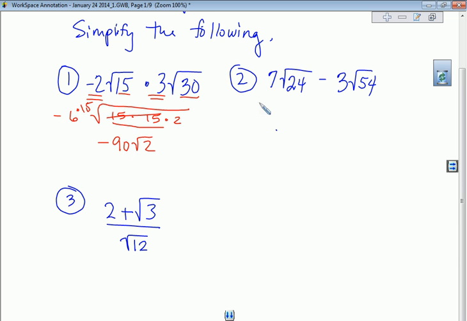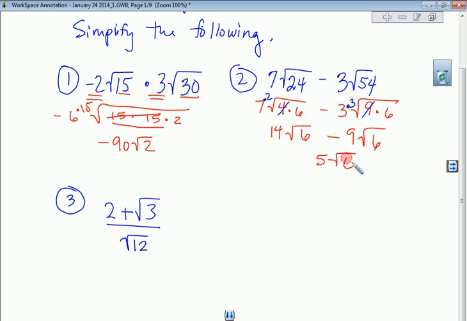Okay. Number 2. Square root of 24, the largest perfect square that is a factor of 24 is 4. And the largest perfect square that is a factor of 54 is 9. So the square root of 4 is 2. The square root of 9 is 3. And this gives me 14 roots of 6 minus 9 roots of 6 is 5 roots of 6. Any questions about number 2? They were like radicals. I can combine them.